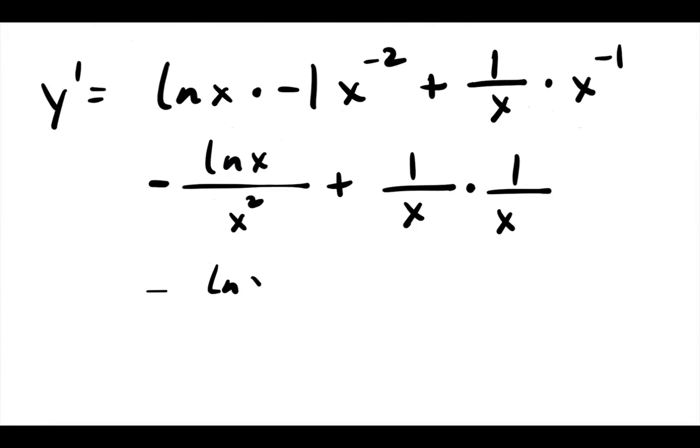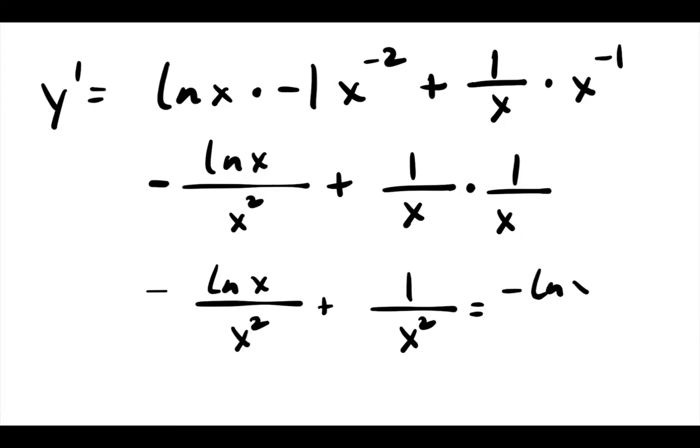So you have natural log of x over x squared. And then over here, when you multiply, you get x squared as well, right? I already got a common denominator. Common denominator is already x squared, so that makes it nice. So you're going to get negative natural log of x plus 1 over x squared.